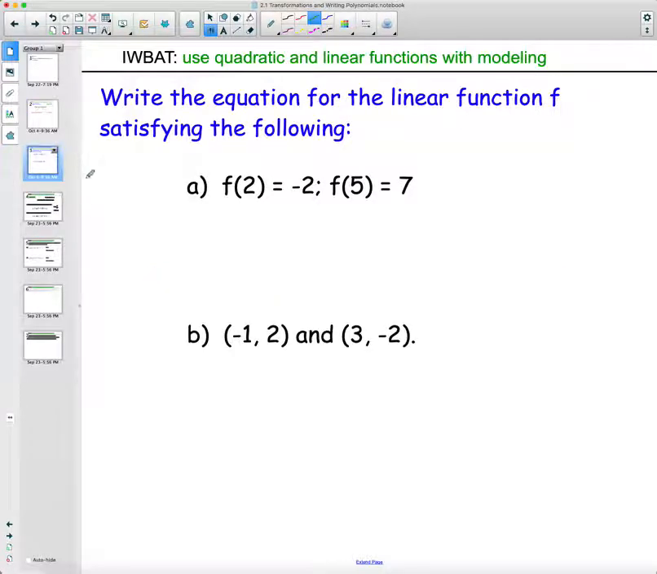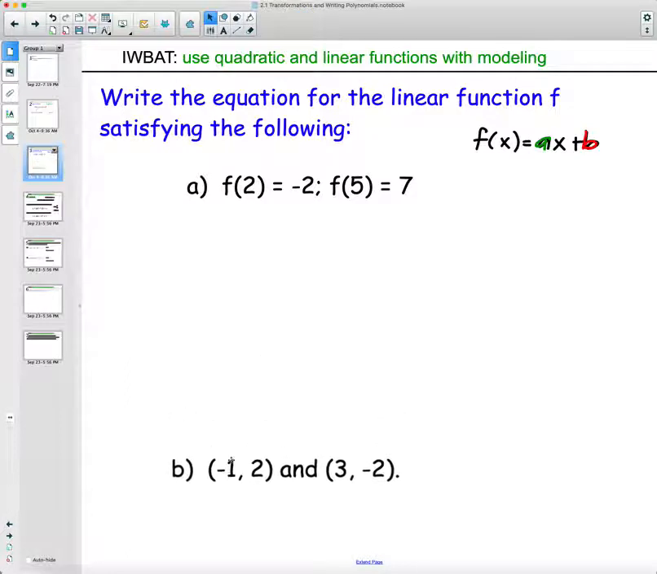So taking a look at this, we're going to write the equation for a linear function satisfying the following in parts A and B. First of all, I'm just going to write the linear function off to the side again. So it's f of x equals ax plus b. The things that we need to find are the a and the b. Remember that a is slope. The way that you find slope is you find the change in y over the change in x.